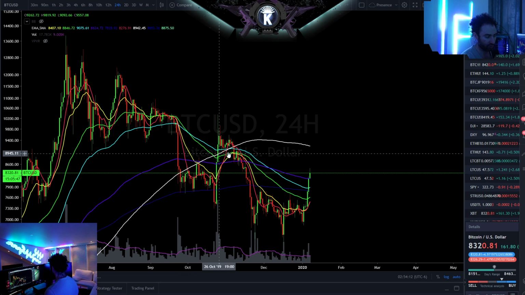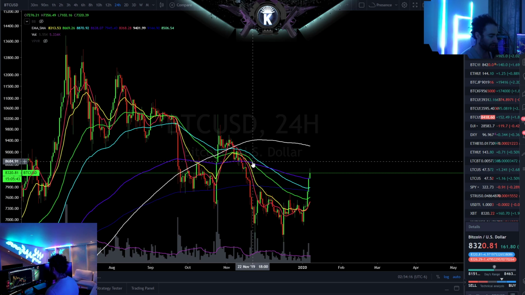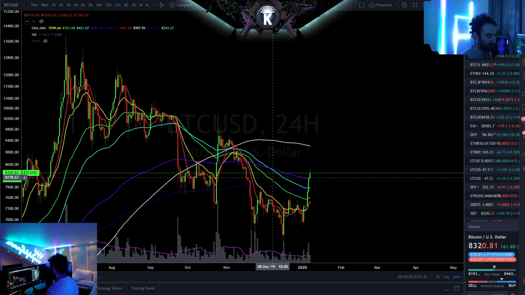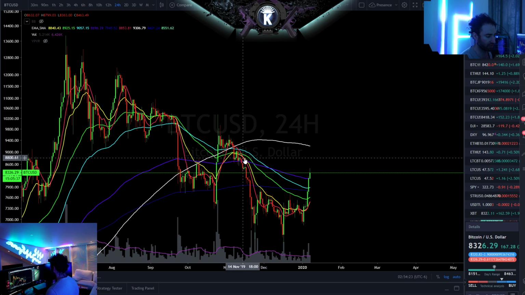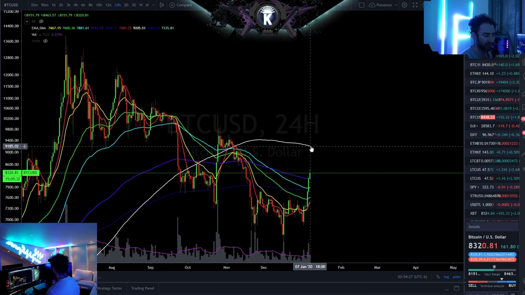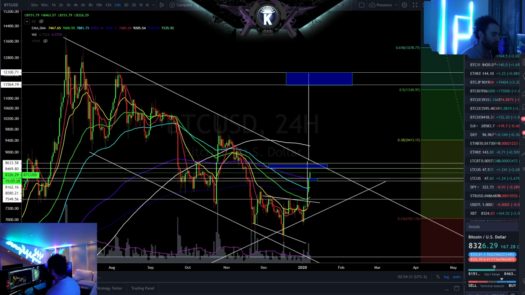We get rejected by the 200 simple right here on this attempt above 9,000 on the China news or whatever it was. We get the death cross right here, green and purple. We get all lower periods below higher periods right here. We get all negative slopes soon after that. Bitcoin is trending as long as we're below the 21 the whole way through. We regain the 21 right here. Boom, massive rally attempt, with the 200 simple looming right at the 9250-ish region.